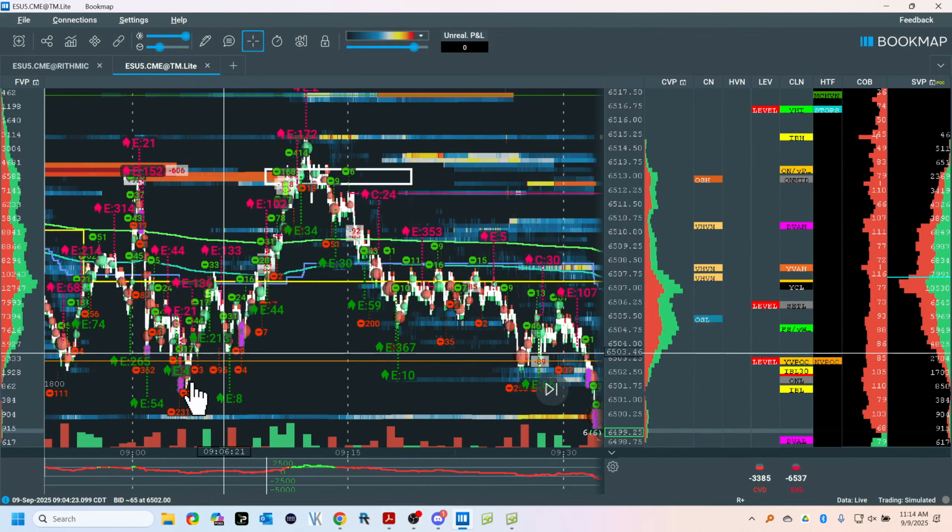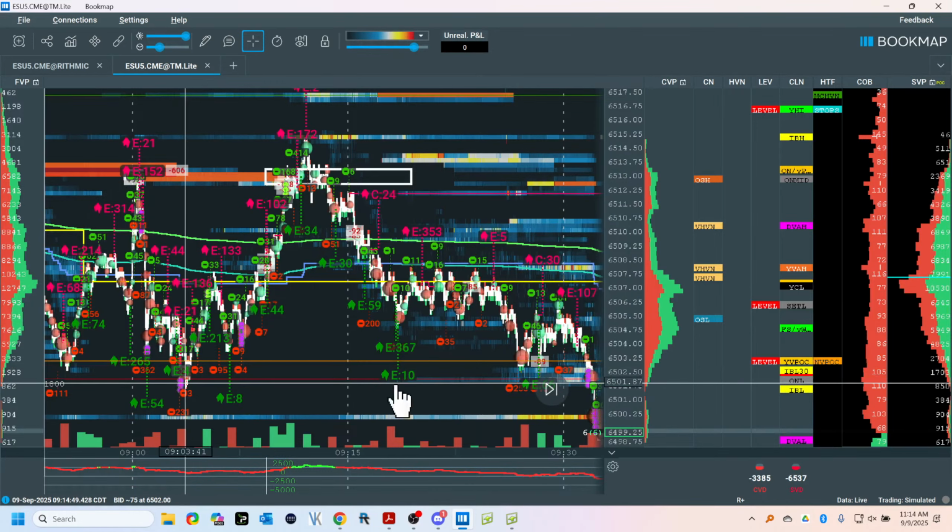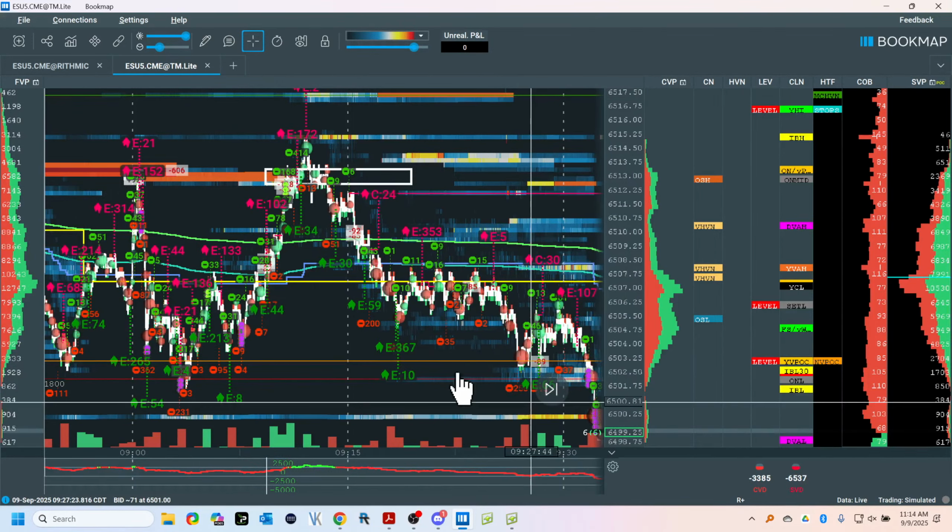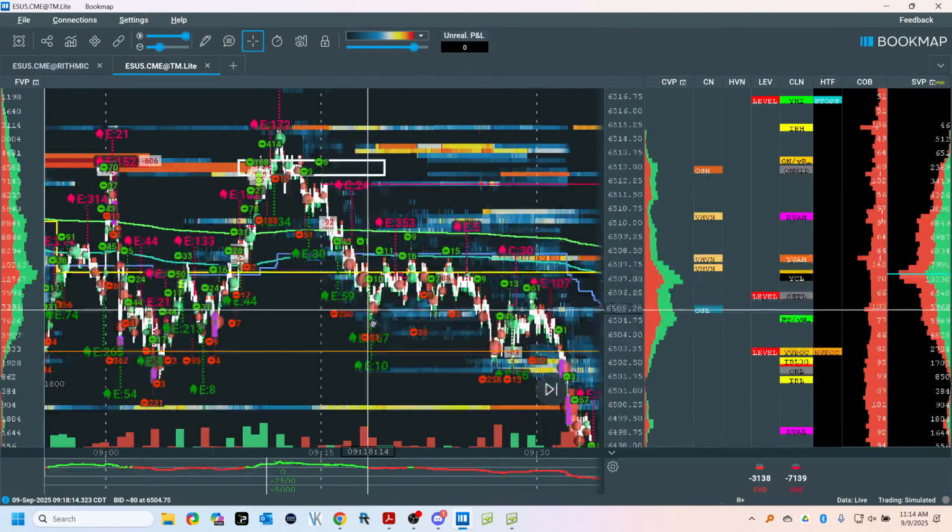And IB low is here. Stops are under this leg. Now I break below it. Now I'm going to show you actually a couple of trades.